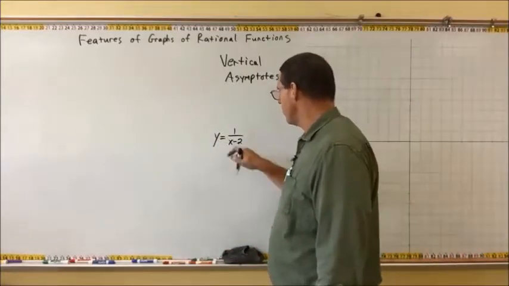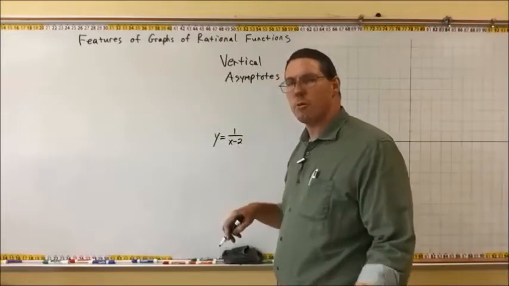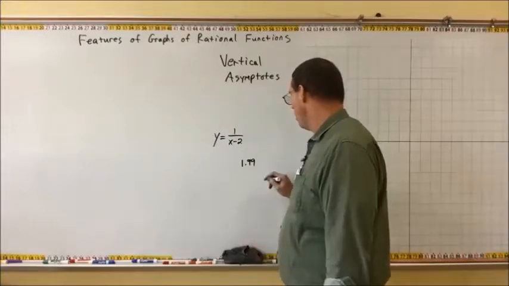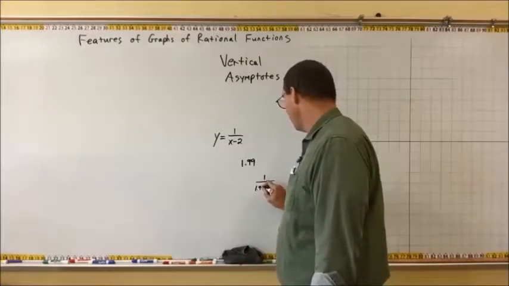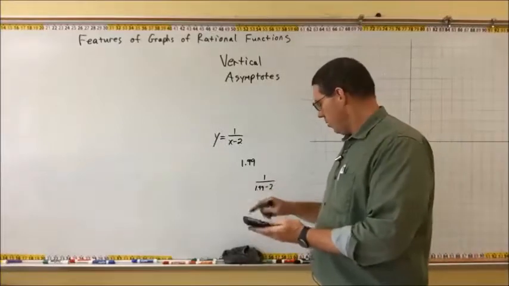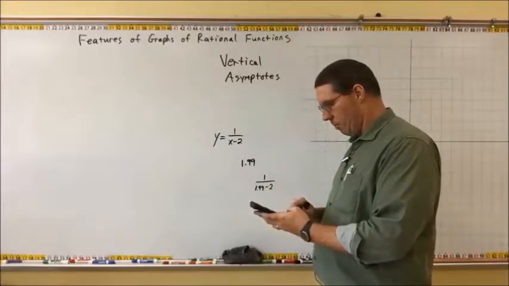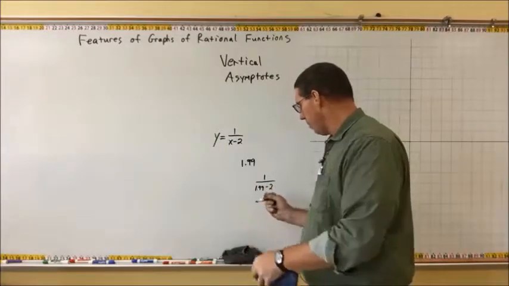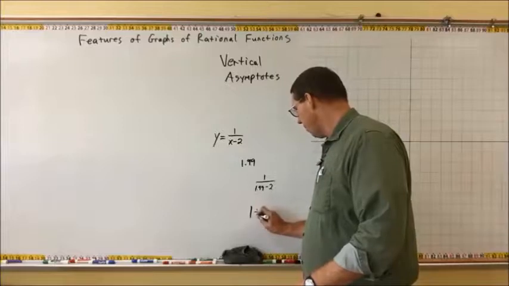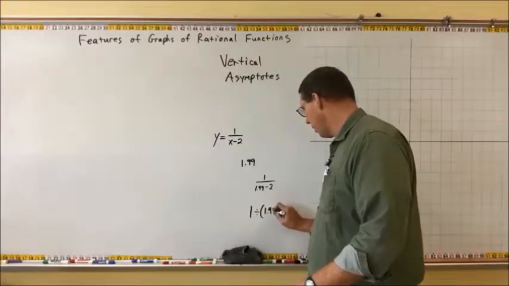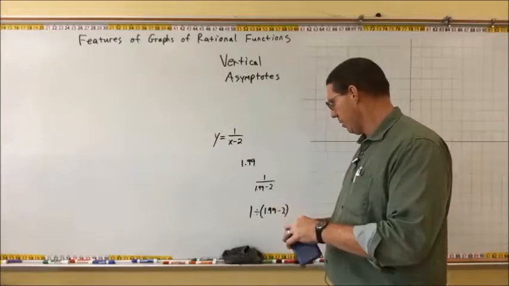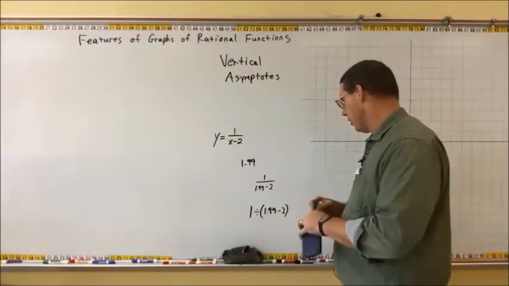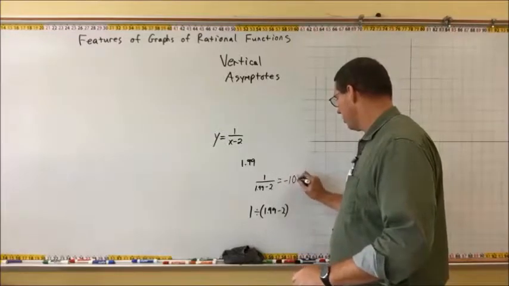Let's plug some numbers in here, shall we? What if we plug in a number really close to 2, like 1.99? So, what is 1 over 1.99 minus 2? 1 divided by 1.99. I've got to put this in parentheses. When I'm plugging this in the calculator, I'm plugging in 1 divided by parenthesis 1.99 minus 2. That's what I'm doing. Okay? I'm going to use the parentheses. Minus 2 gives me negative 100.